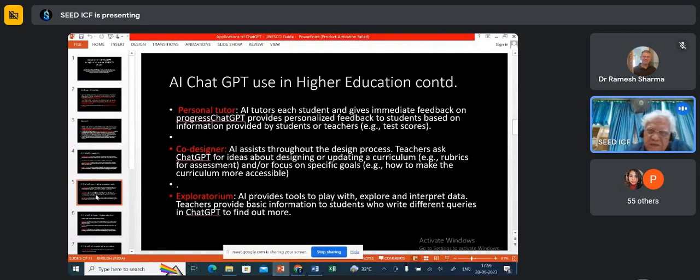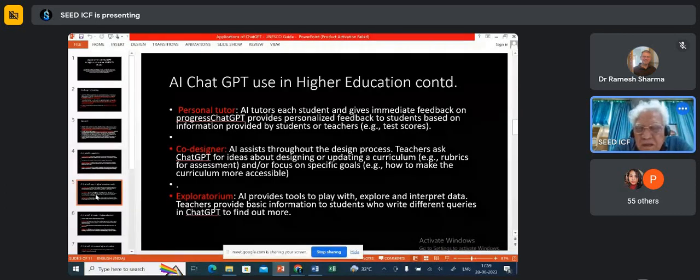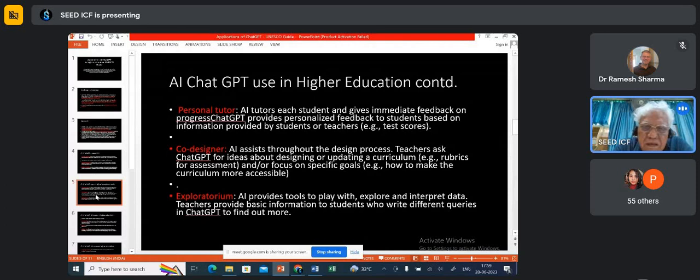ChatGPT provides personalized feedback to the student based on information provided by the students and teachers. Let me share with you, this kind of work was being done, not in this form, but ChatGPT is being done. One of our friends at MIT, Dr. Sonwalkar, about 10 or 15 years back when I was at CEC, had developed a software wherein the data or information would flow on the computer as the students learn, according to styles of student learning, that worked as a personal tutor.